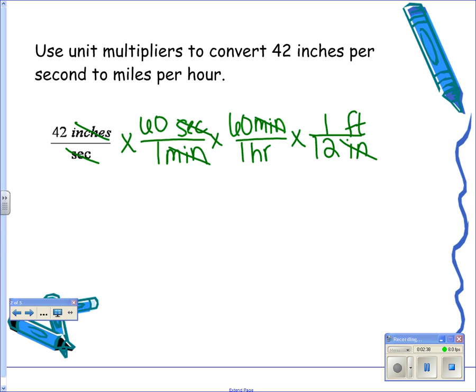Does that make sense? And then Jamar said 5,280 feet is in 1 mile. Does that make sense? So do we have it in the right units? Okay, so see if you can figure out what the answer is.